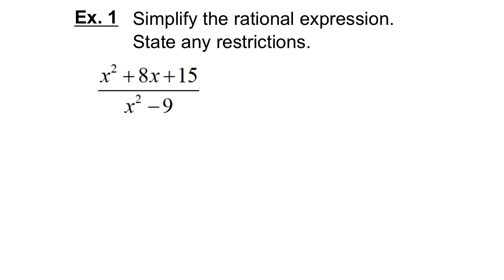Let me explain. When I look at the numerator, I notice that it is a simple trinomial, and I can factor it. I need two numbers that multiply to 15 and add to 8, 3 and 5. So this is the factored form of the numerator. The denominator is a difference of squares. So when I factor it, I get x plus 3 times x minus 3.